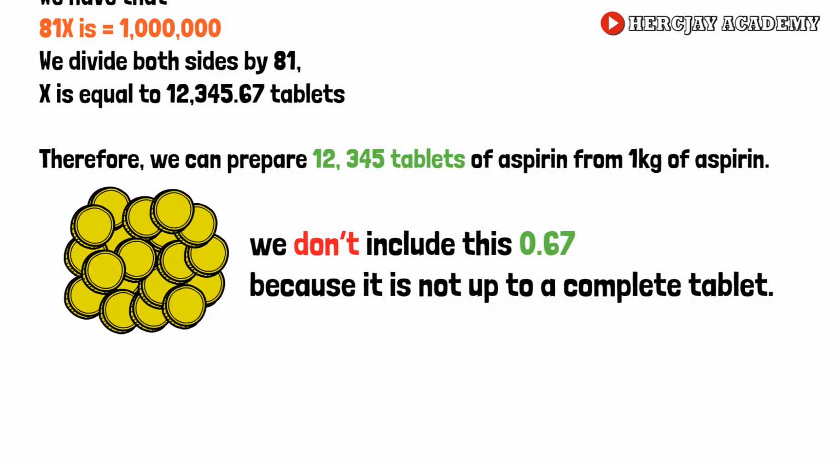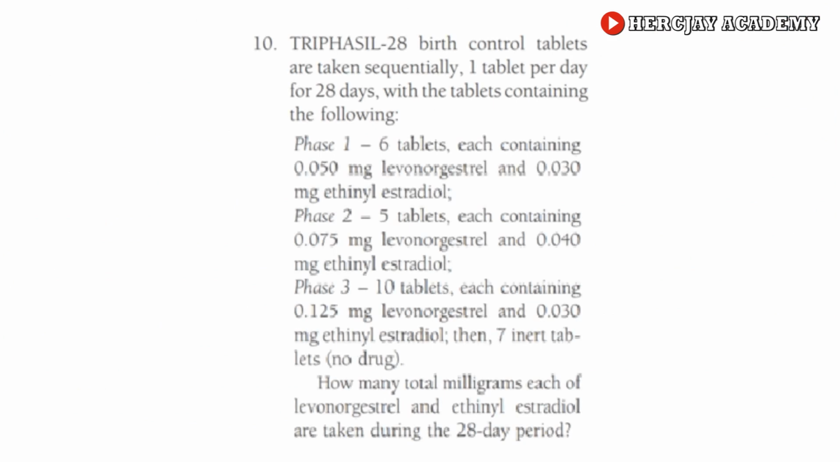Question 10. T28 birth control tablets are taken sequentially, 1 tablet per day for 28 days, with a tablet containing the following. Phase 1, 6 tablets each containing 0.05 mg levonorgestrel and 0.03 mg ethinyl estradiol. Phase 2, 5 tablets each containing 0.075 mg levonorgestrel and 0.04 mg ethinyl estradiol. Phase 3, 10 tablets each containing 0.125 mg levonorgestrel and 0.03 mg ethinyl estradiol. Then 7 inert tablets containing no drug. Now the question, how many total milligrams each of levonorgestrel and ethinyl estradiol are taken during the 28-day period?